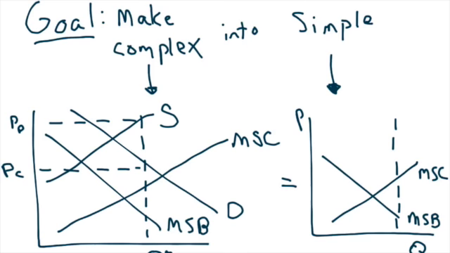So the goal for this video is to take something complex, like this diagram on the left. Looks like chaos, right? There's 4 curves and a whole bunch of dotted lines. There's all these prices labeled. And we're going to turn it into something simple, this diagram over here, and then use the simple diagram to calculate social surplus and deadweight loss. It's easier to work with simple things, so this transformation is worth the time to make.